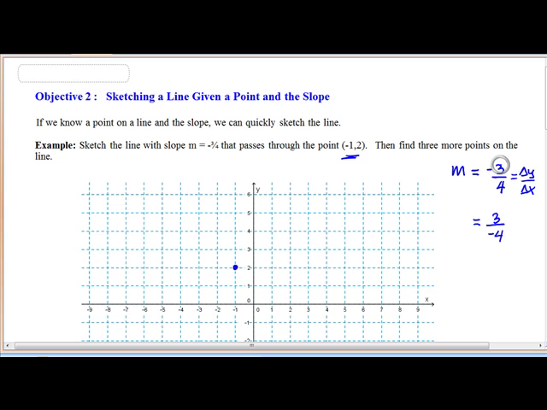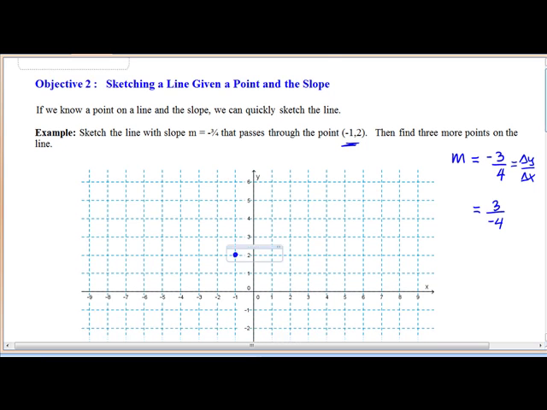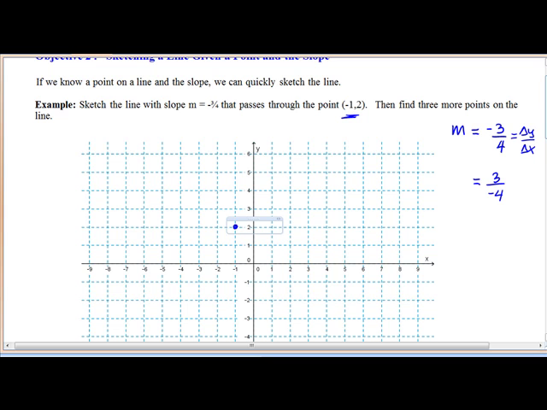Now the minus 3 means changing y, so therefore I will go down by 3. And the positive 4 means I'm changing x by 4, so therefore I'll move to the right by 4. Okay, remember y is where we go up and down, x is where we go left or right. So if you have minus, I'm going down. If it's positive, going up. Same here. If you have positive, you go to the right. If minus, you go to the left.